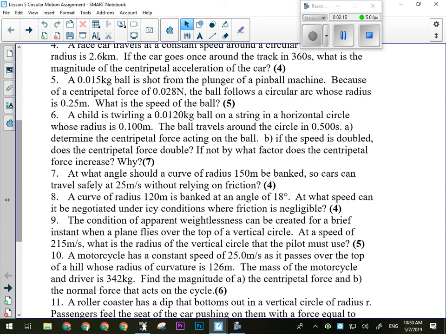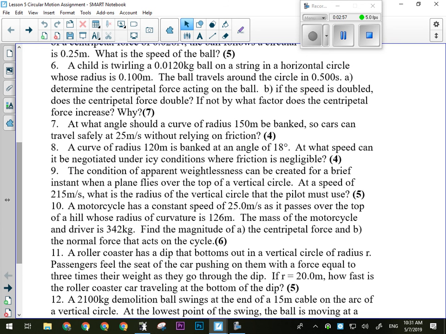Number 6, there is going to need to be a calculation for part A. For part B, I would say you should probably have a calculation as part of your explanation in that question. It's giving you some information and then asking you to calculate the centripetal force acting on the ball. And then in B, it says if the speed is doubled, does the centripetal force double? So you'll need to know whether it does or not. And if not, by what factor does the centripetal force increase, and why? Don't forget about the why. I'm looking for an explanation there, talking about what we've learned about centripetal force and speed and their relationship and things like that.